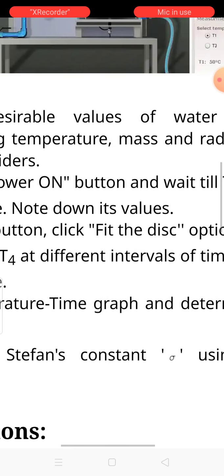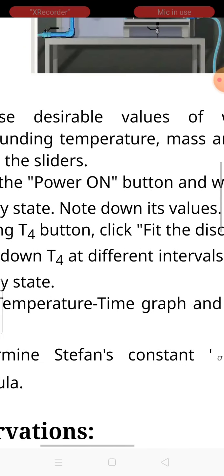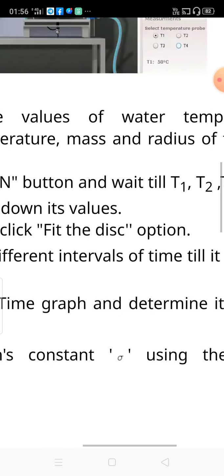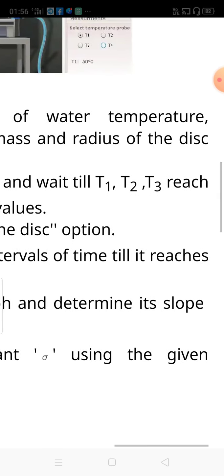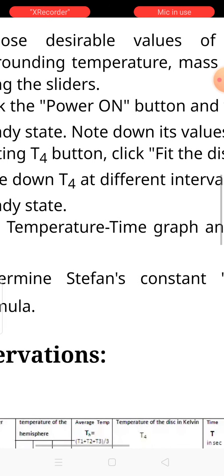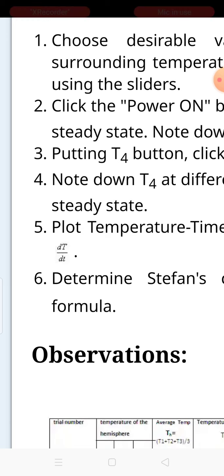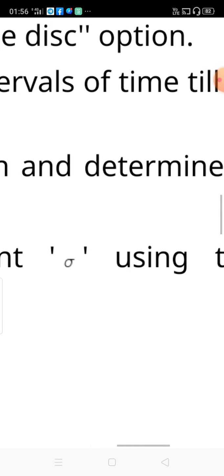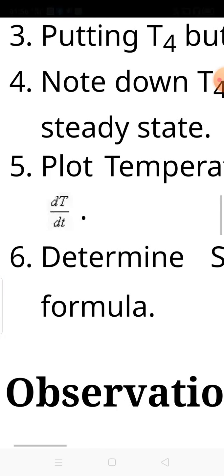Click the power on button and wait till T1, T2, T3 reach the steady state. Note down their values. Then click the fit the disc option. Note down T4 at different intervals of time till it reaches steady state. Plot the temperature-time graph and determine its slope dT/dt. Determine the Stefan's constant sigma using the given formula as mentioned in the theory.